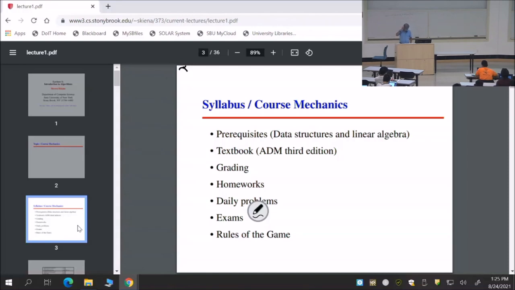But the problems are kind of important for understanding things. The midterms and final are where the bulk of the grade is. Any questions about the grade breakdown? Okay, I think that's basically the story here.